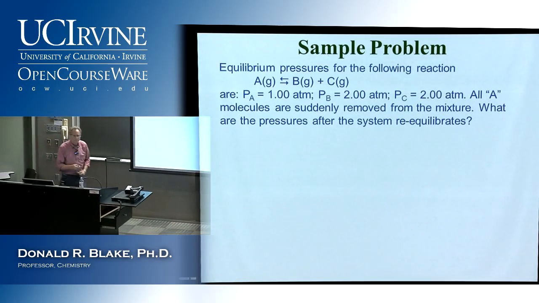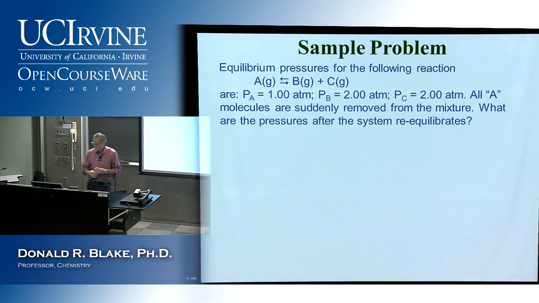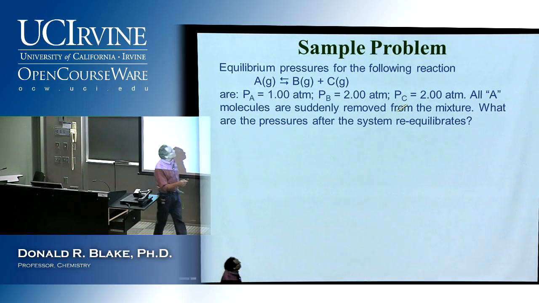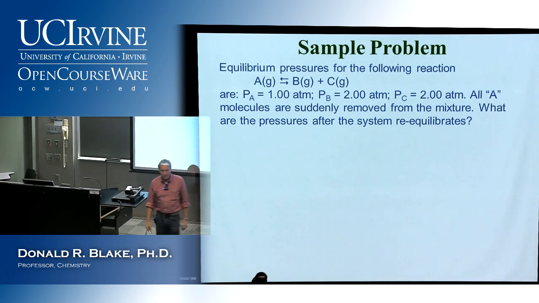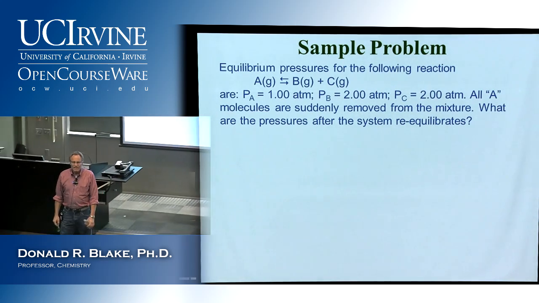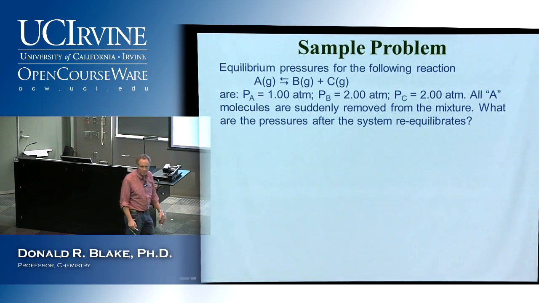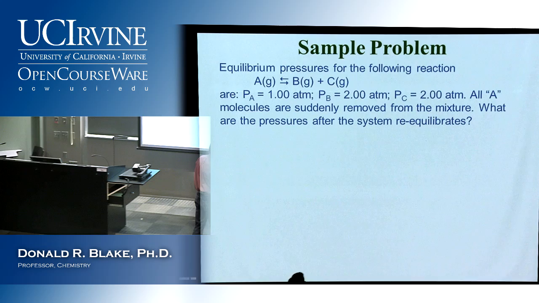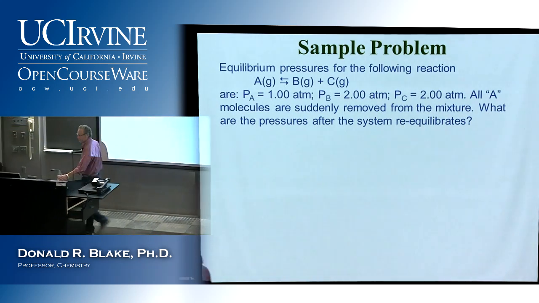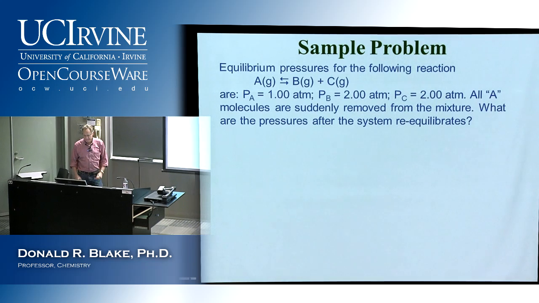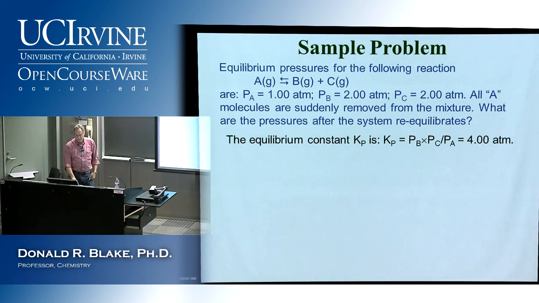All right, do this. So the equilibrium, folks, these are the equilibrium concentrations, 2, 2, and 1. And then I'm going to somehow suck all of the A out. All of it is just immediately gone. So it has to re-equilibrate. The first thing you've got to do, folks, is figure out what K is. And since this is in atmospheres, this is K sub P.